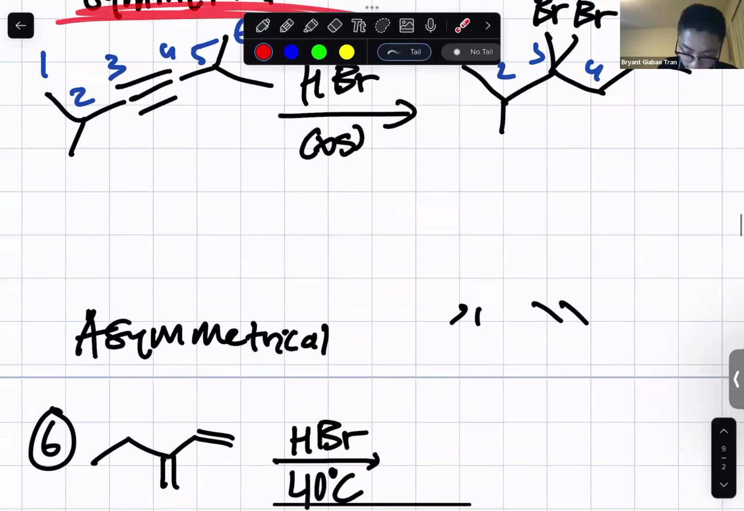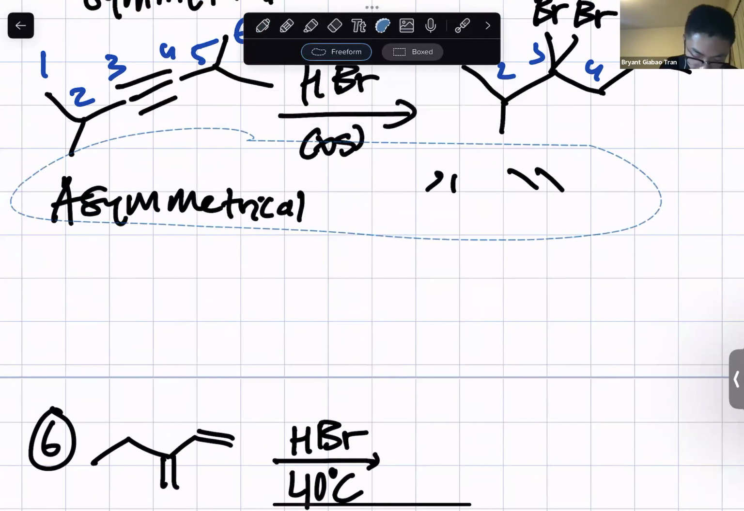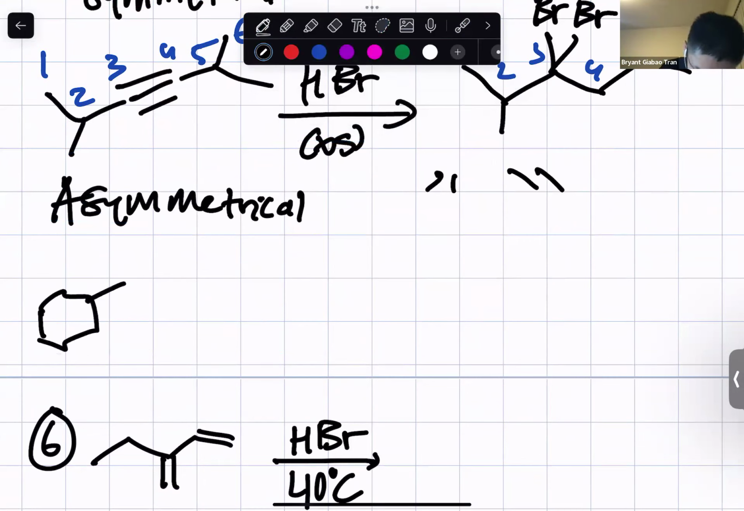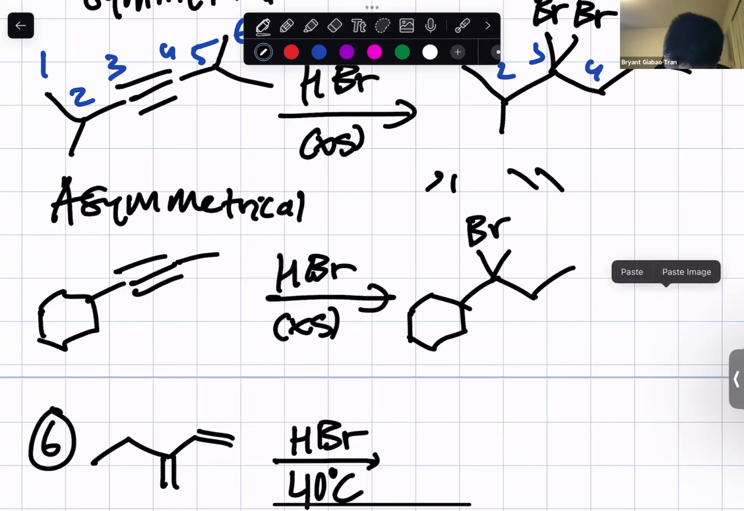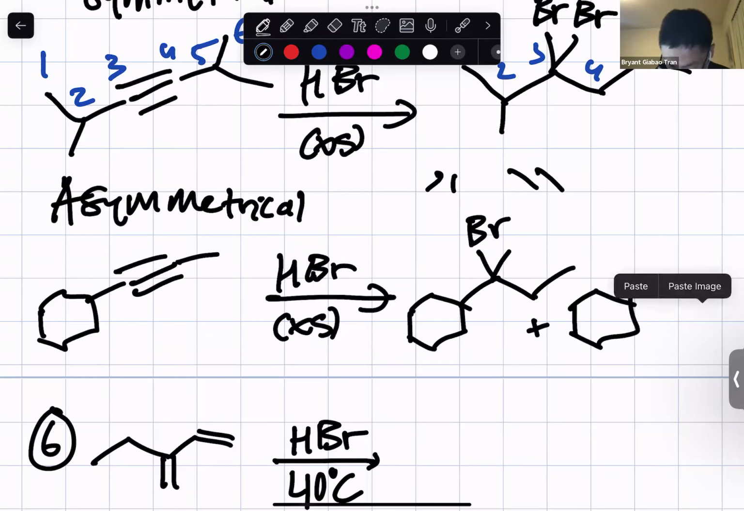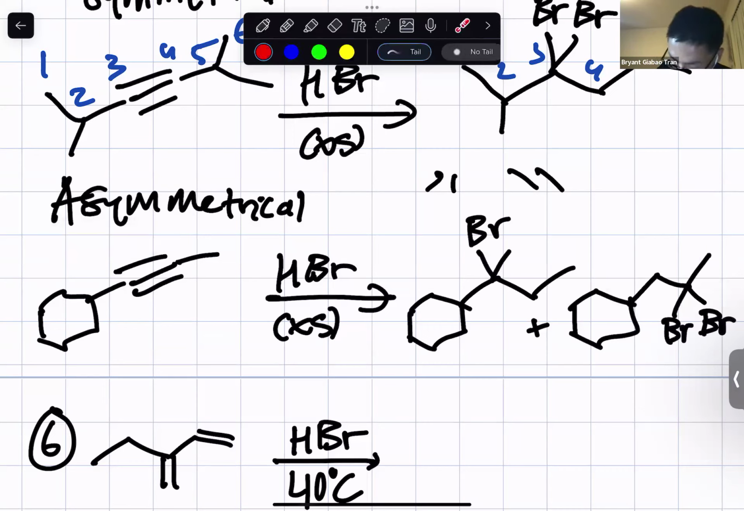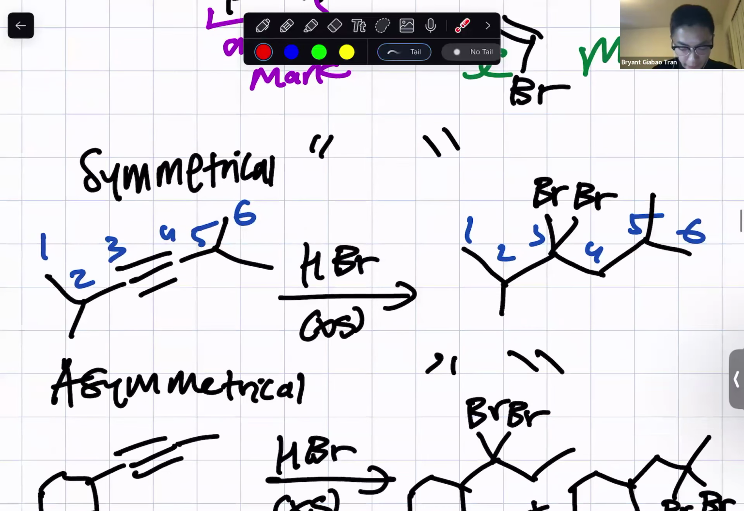But for an asymmetrical one, we're going to get two different types of products. Like let's say we have this asymmetrical internal alkyne like that, and we do HBr excess, we get these two different products here. That and the other carbon of the alkyne, because those are different now. They are constitutional isomers. This set of bromines here are closer to the ring, but this set of bromines here are further away from the ring because of asymmetry. Right. Any questions on the alkyne reactions with HBr?